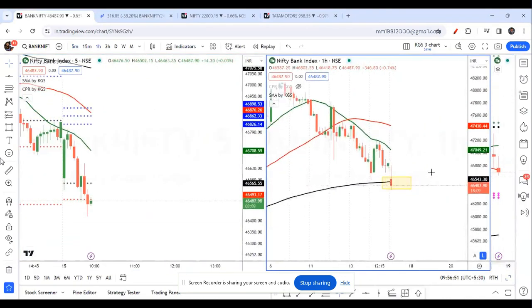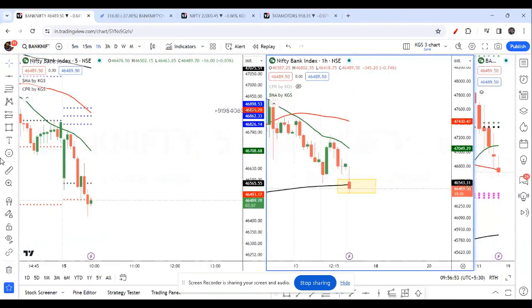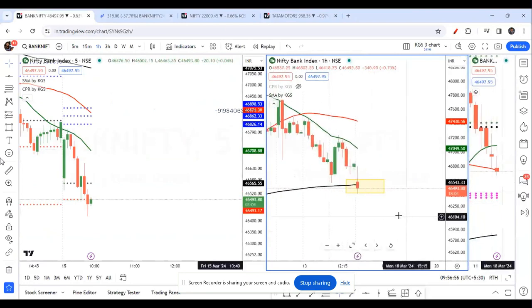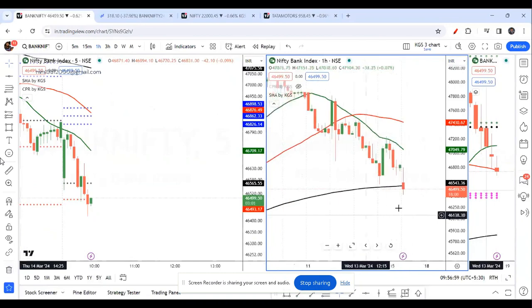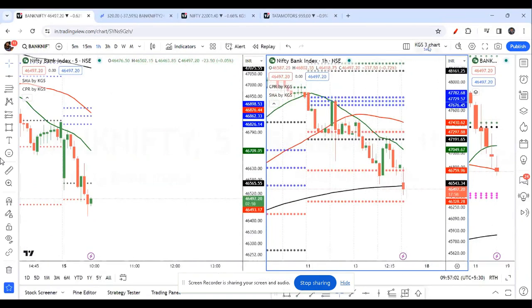Whenever you encounter it, every day there will be some example like this. You can go to the historical chart and get a rough idea. It will help you to take a decision clearly.